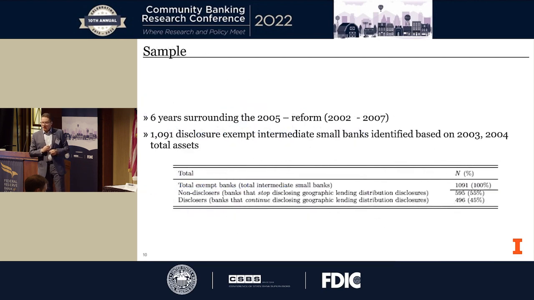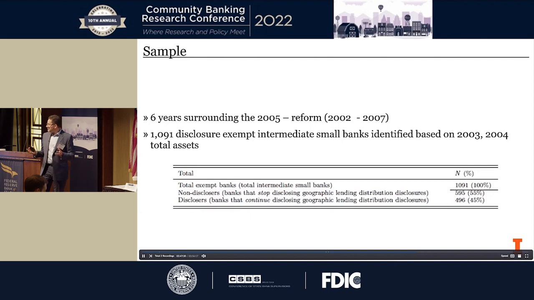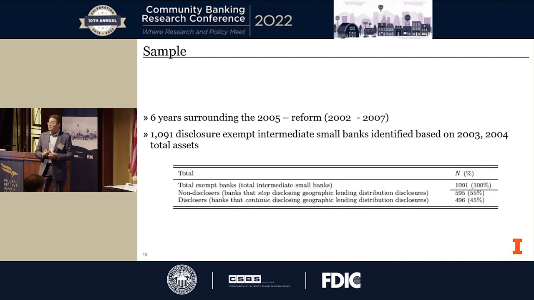All right, so I am asked not to show some data, but I want to give you some flavor of what exactly is going on. The rule changes in year 2005. We look at data 3 years before and 3 years after, and we find that around these years there are about 1,100 intermediate small banks in the United States. They can take advantage of the no disclosure rule if they want. Interestingly, we find that out of these 1,100 banks, only 600 of them take advantage of this rule. 600 of them stop disclosing. And 500 of them don't change their behavior. They still disclose these annual CRA details of their lending.